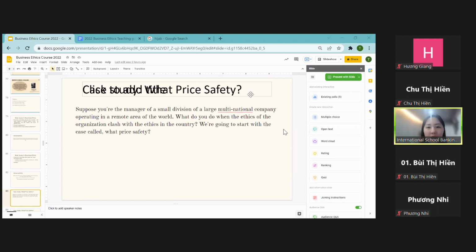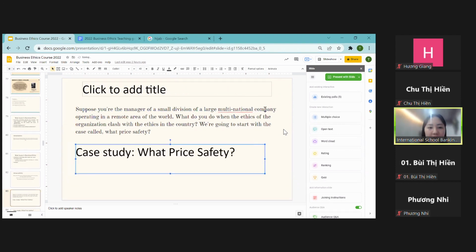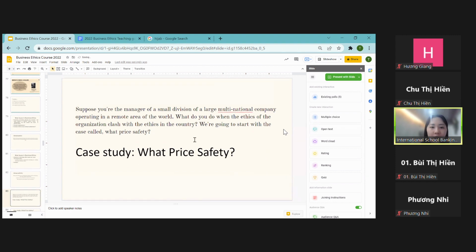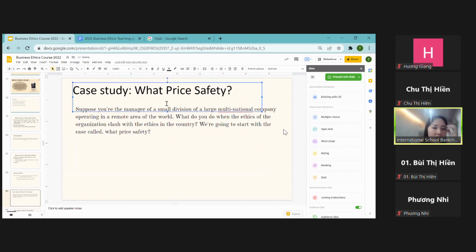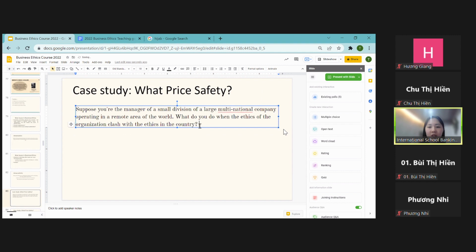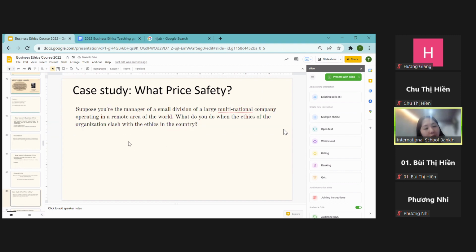Right now we are going to discuss a very interesting case study. Suppose you are the manager, or not the manager, of a small division of a large multinational company operating in a remote area of the world. What do you do when the ethics of the organization clash with the ethics of the country? We are going to start with a case called What Price Safety. So this is another ethical issue related to globalization.